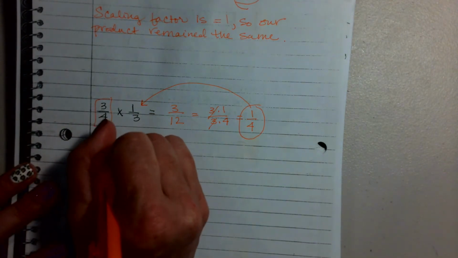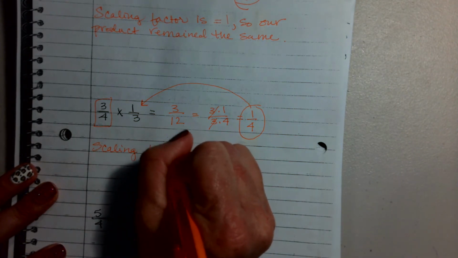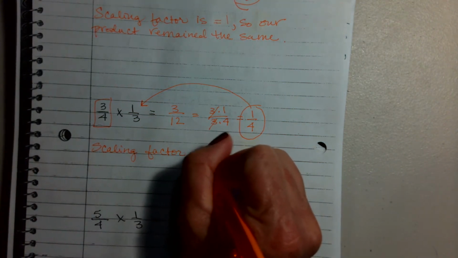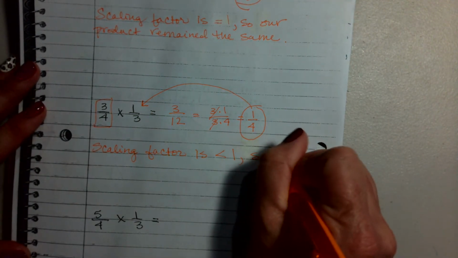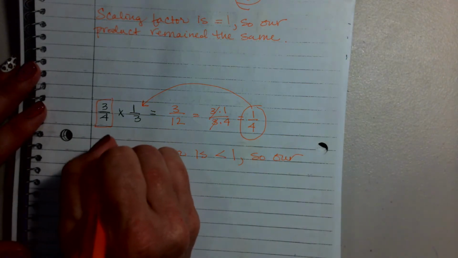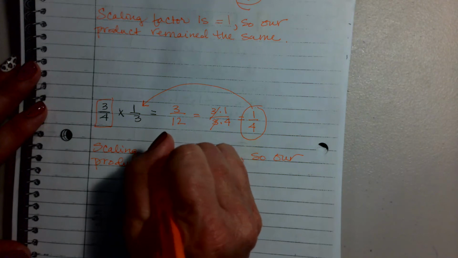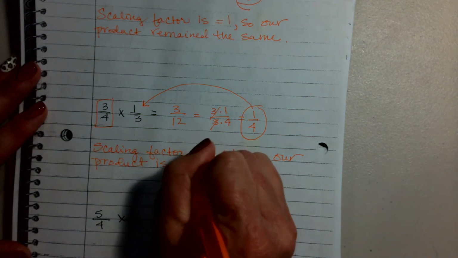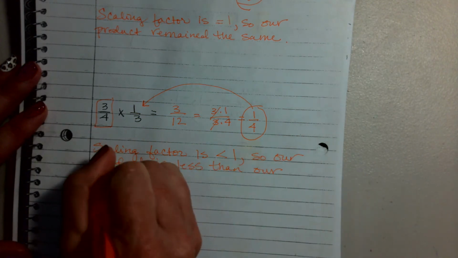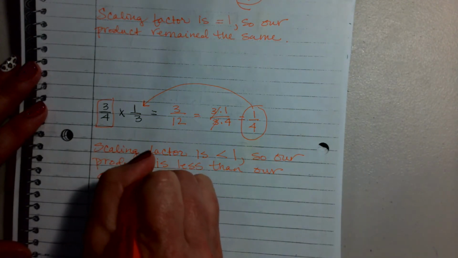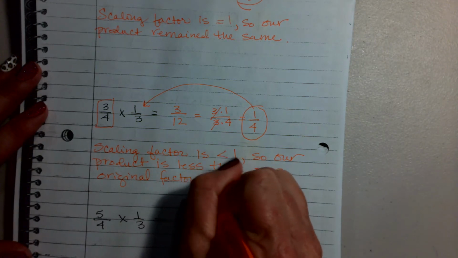So, scaling factor is less than 1. So, our product is less than our original factor of 1/3.